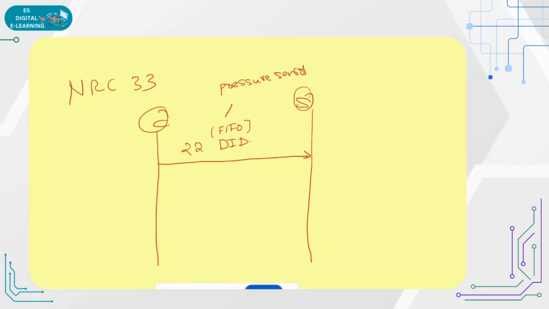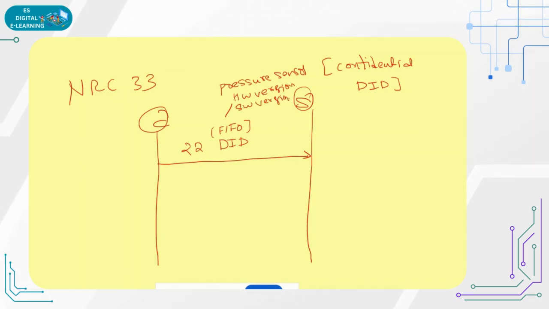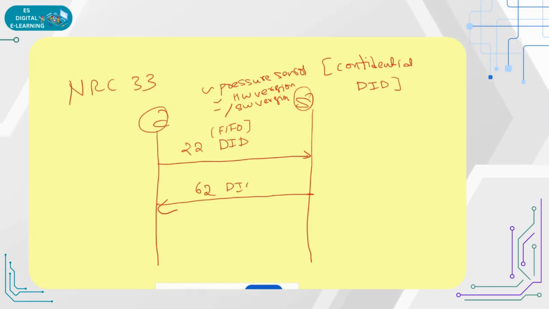I'm reading it. This is confidential data. This is a confidential DID, because we cannot read it. If it is related to hardware version or software version, these are also confidential. You can write down this point similarly. These are confidential data. If you read a confidential DID, you won't get a positive response.